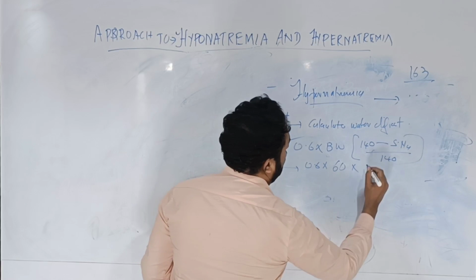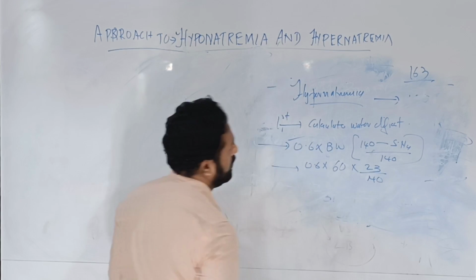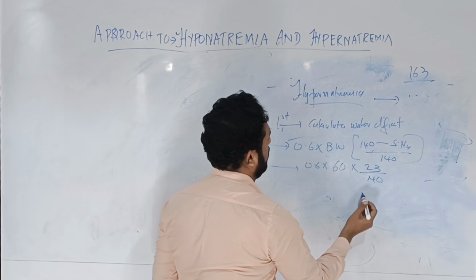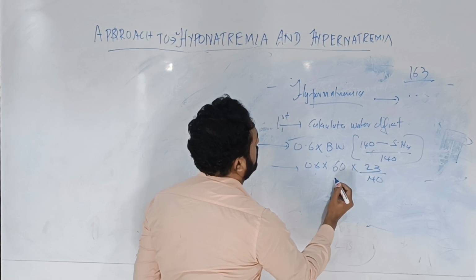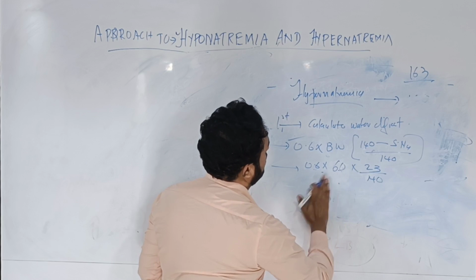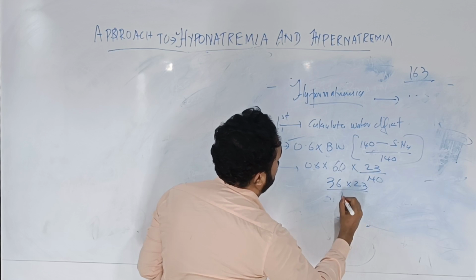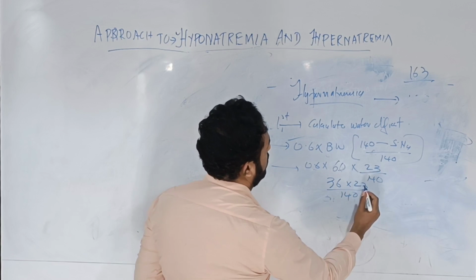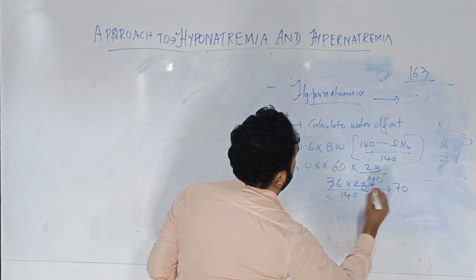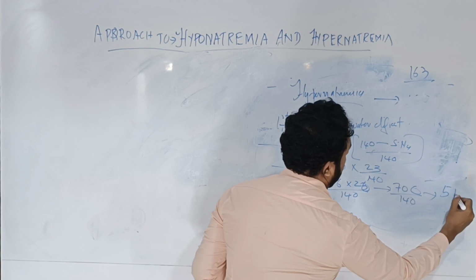So 60 into 23 by 140. That is, 140 minus 163 divided by 140. So 0.6 into 60 is 36, into 23 divided by 140. If we take this as almost 700 divided by 140, it will come to around 5 to 6 liters.